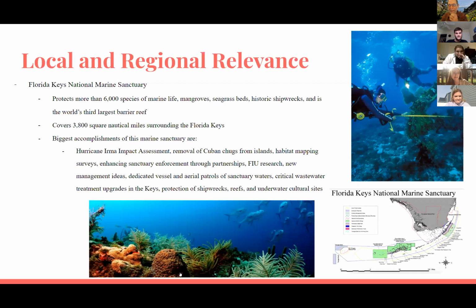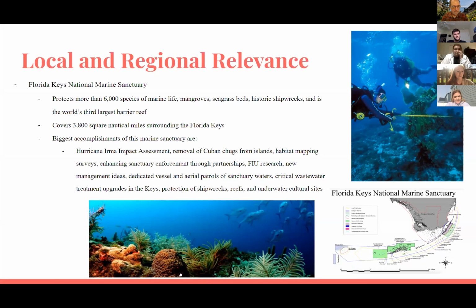So it's very likely that you've seen a marine protected area before without even knowing it. Some of the MPAs in Florida include the North Florida MPA, the Florida Keys National Marine Sanctuary, and Tortugas Ecological Reserve and National Park. The Florida Keys National Marine Sanctuary is an important MPA because it protects more than 6,000 species of marine life, mangroves, seagrass beds, historic shipwrecks, and is the world's third largest barrier reef.